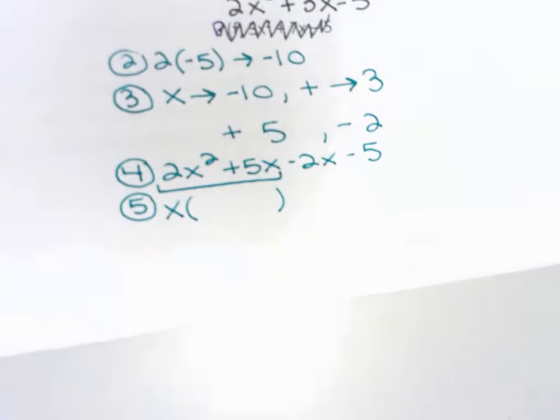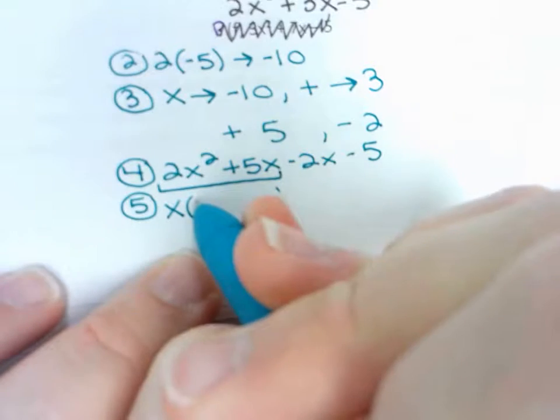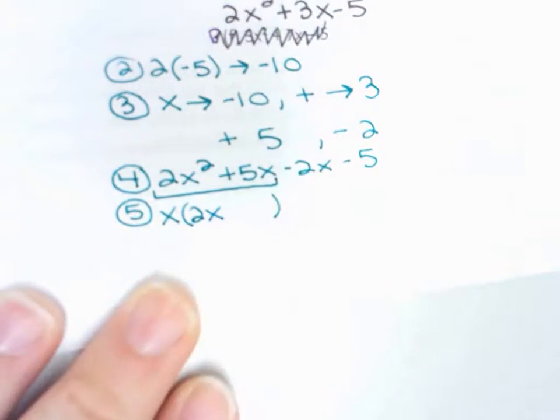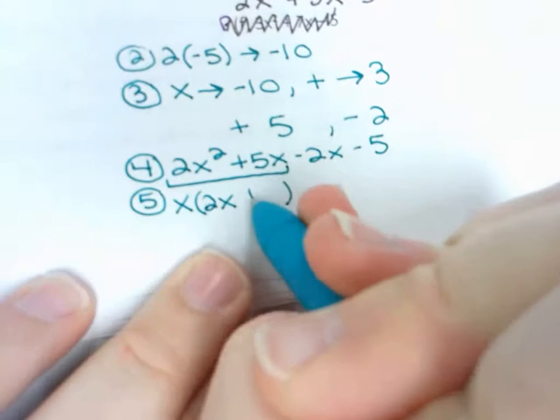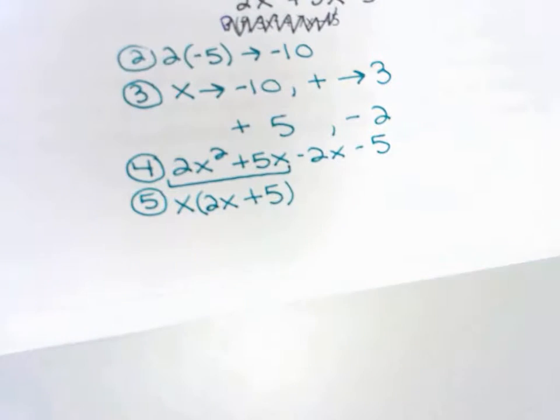So I'm just going to bring out an x. If I start with 2x squared and bring an x out front, I have what left? 2x. If I started with a 5x and took out an x, what do I have left? Plus 5. So I take out an x, and I have a 2x plus 5 left.